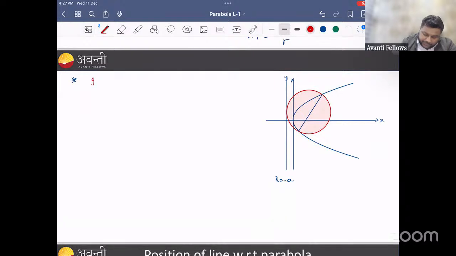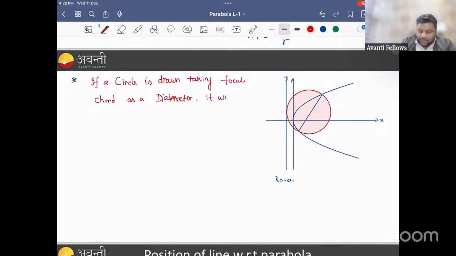The property is, if a circle is drawn taking focal chord as a diameter, it will touch the directrix. If a circle is drawn taking focal chord as its diameter, it will touch the directrix.